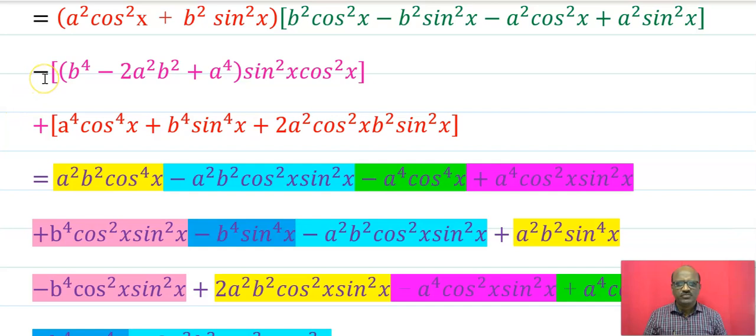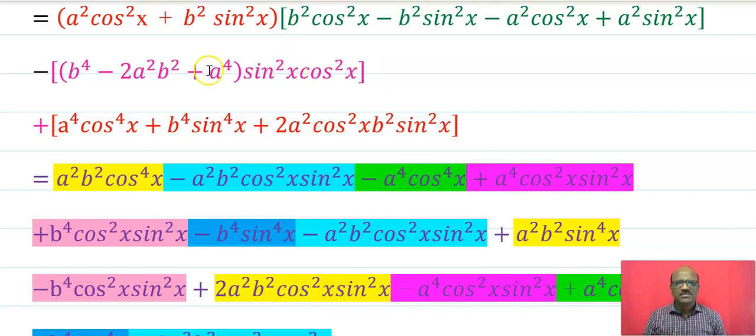Here is a b raised to 4. It has a minus sign outside the bracket. Therefore, it is minus a^2 b^4 cos^2 x into sin^2 x. What about here? Minus 2a^2 b^2. But here there is a minus sign, and outside the bracket there is a minus sign, and this minus minus will become plus here. That will become 2a^2 b^2 cos^2 x into sin^2 x.